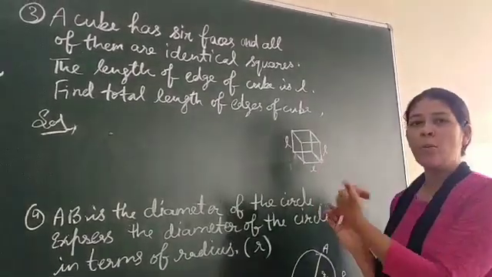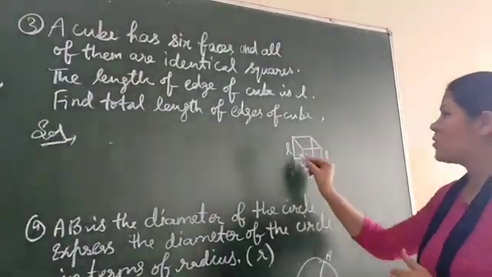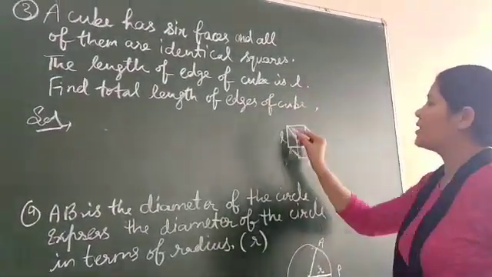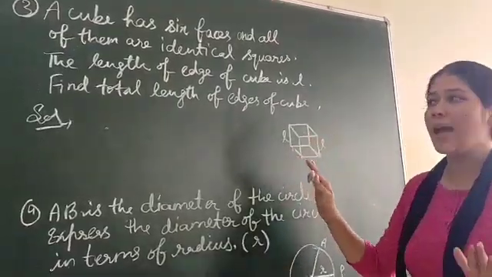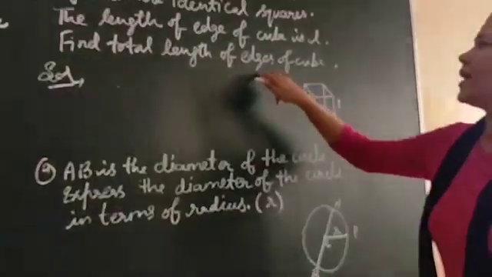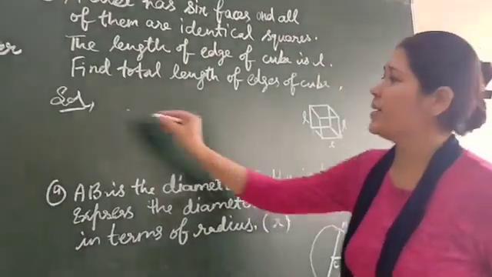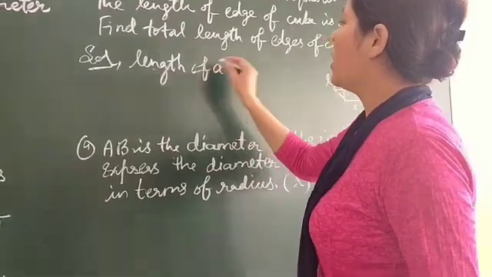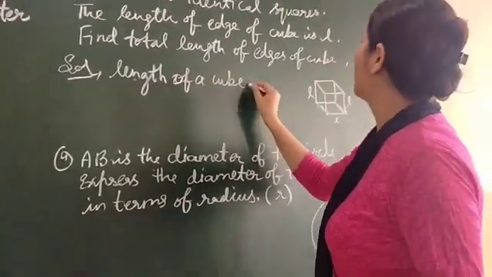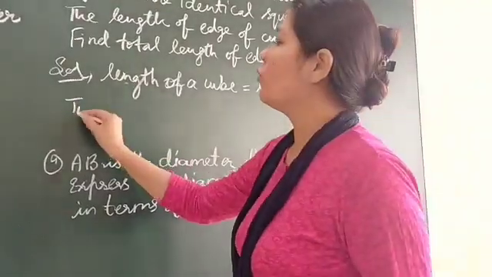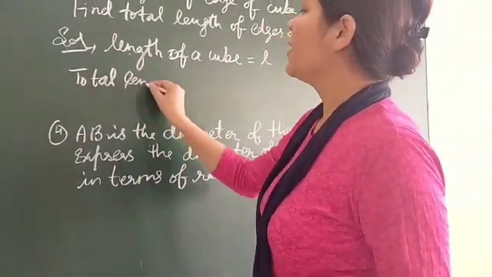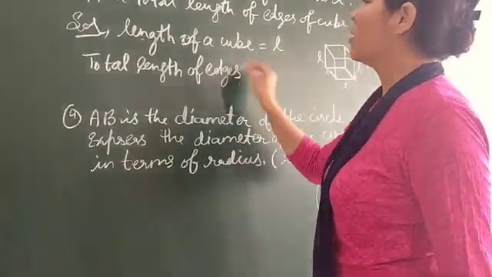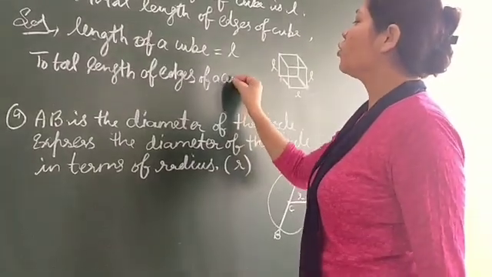So if all faces are squares, it means all sides are also equal. He is saying the length is L. If this is L, then all sides will be L. So you have to find the total length of edges. Now you will write here: length of a cube is L. Now you have to find the total length of edges of a cube.